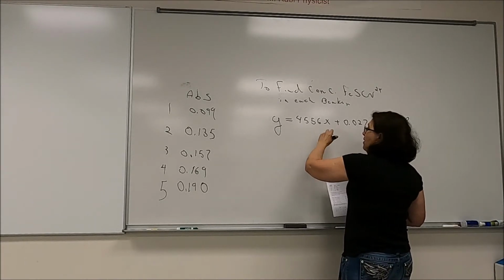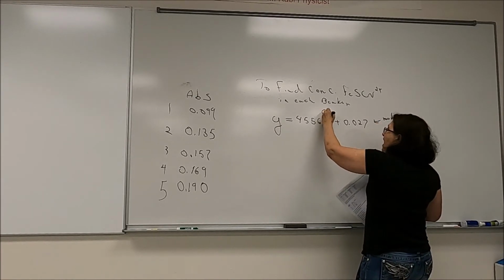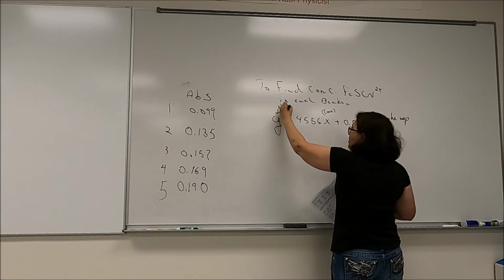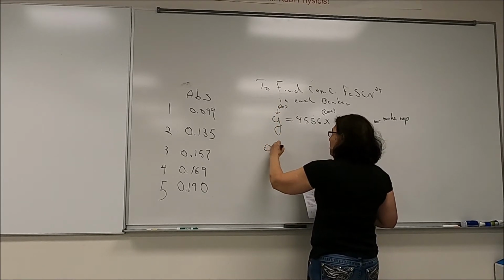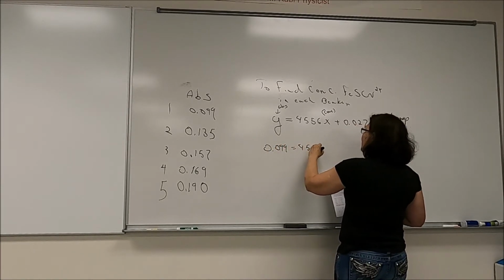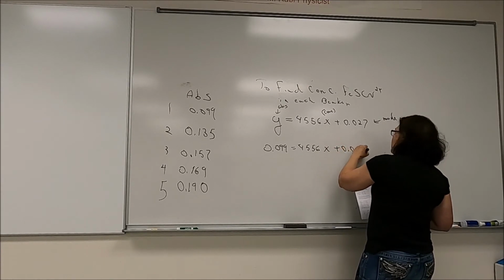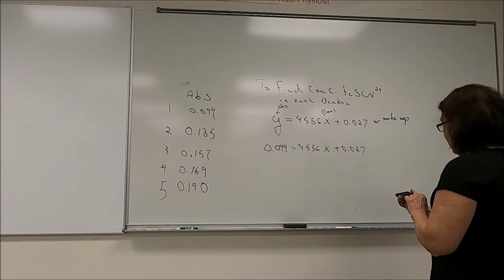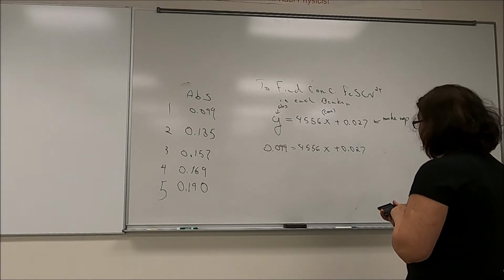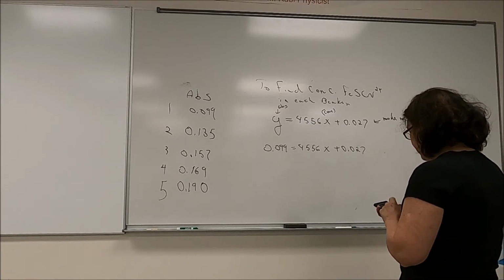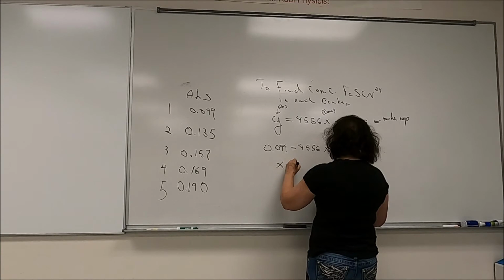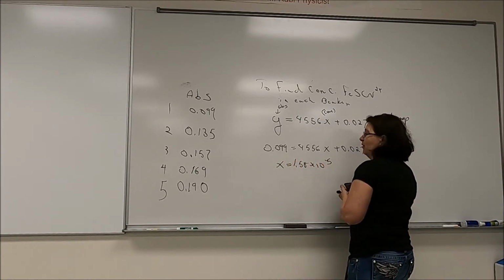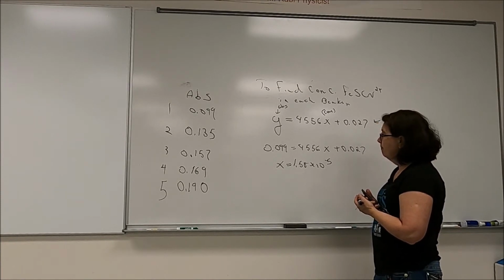What I want to do is find the concentration. Concentration is X. Y is absorbance. So I would go for run 1, 0.099 is equal to 4,556x plus 0.027. So I'm going to solve this for X. So 0.099 minus 0.027 divided by 4,556 gives me X is equal to 1.58 times 10 to the minus 5. Okay?